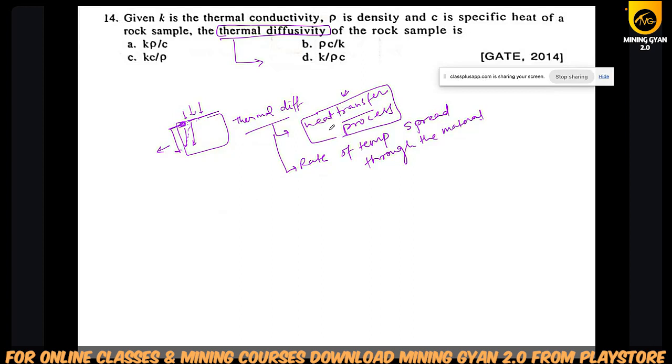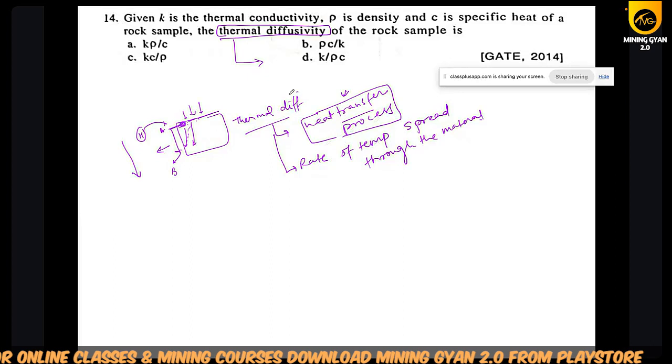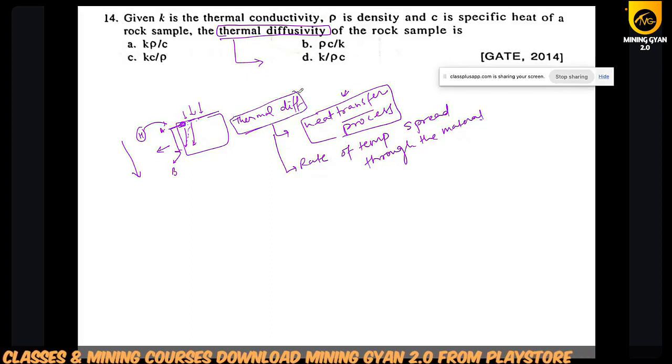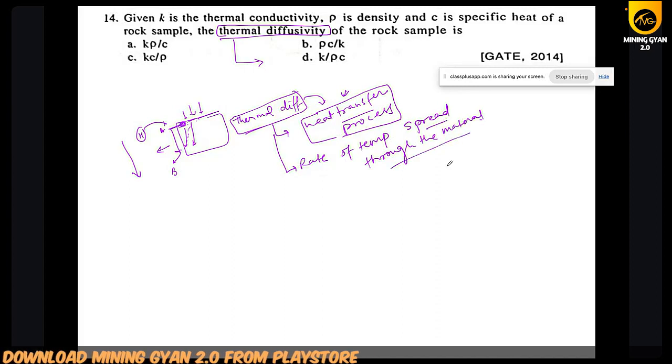The measurement will be the temperature. It measures the heat transfer from, suppose, the hot point A to the cold point B. Heat will be transferred from point A to B. So you should know what thermal diffusivity is: the heat transfer process, or the rate of temperature spread through the material.